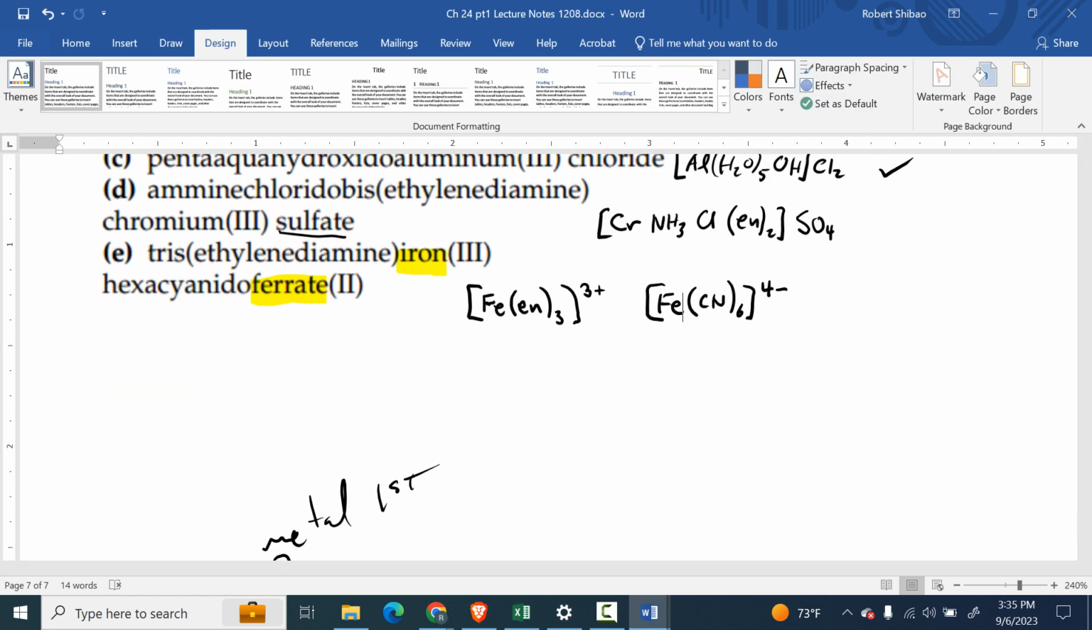And so the easiest way is just to cross multiply. And so I'm going to need 4 of the first complex and 3 of the second complex to balance the charge. The common factor will be 12. And so 4 of these and 3 of these give me +12 and -12 cumulative charge. And so this would be the trisethylene diamine iron 3, hexacyanidoferrate 2. That would be a compound.